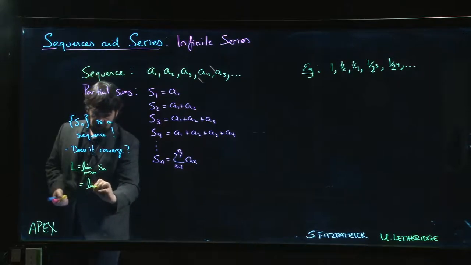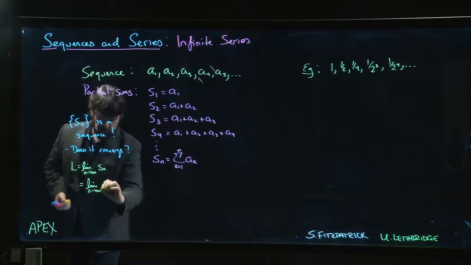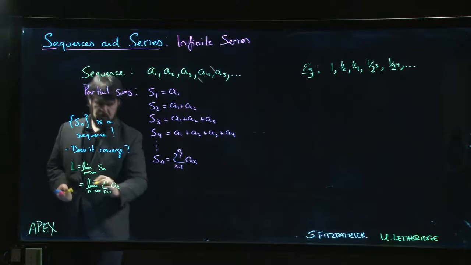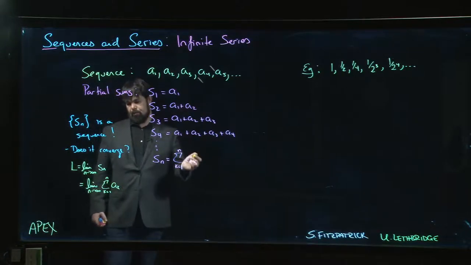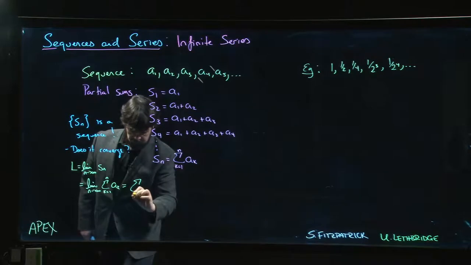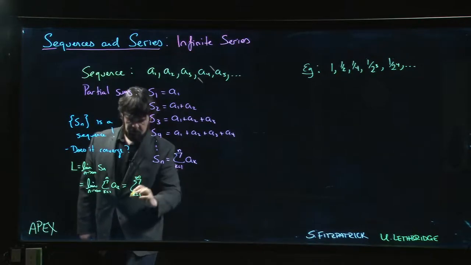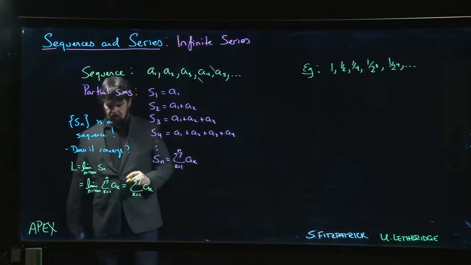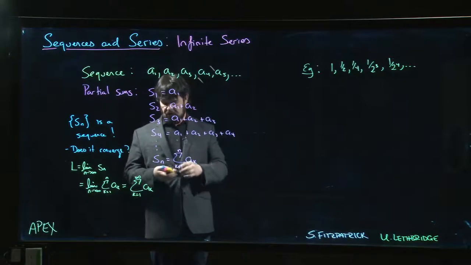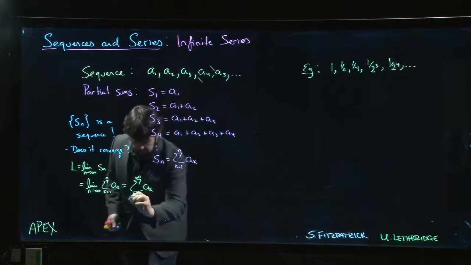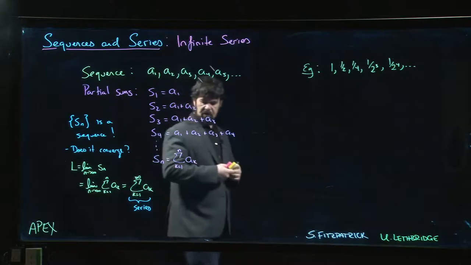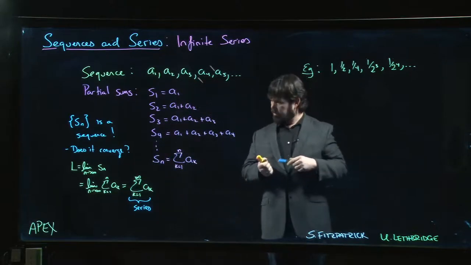Well, maybe we write that as the limit n going to infinity of this sum, k going from 1 to n of ak. And it's sort of notationally convenient to say, well, really what we mean then is something like this. It's the sum k going from 1 to infinity of a sub k, right? We just keep adding the terms forever. Okay? So this notation that you see here, this is what we would call a series, okay? So a series is the sum of a sequence, okay?